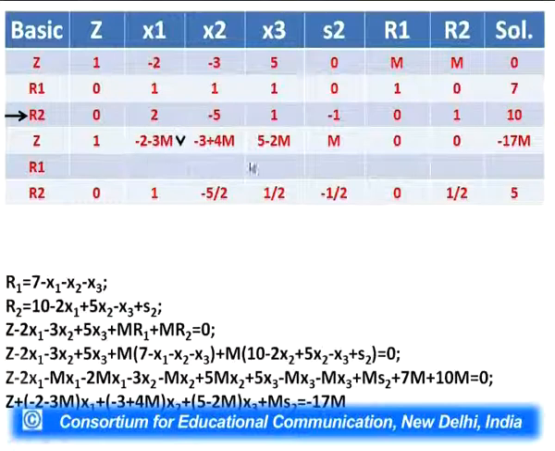So, we will get minus 5 by 2, and again 1 is to be divided by 2, we will get 1 by 2. The next is minus 1, which is going to be divided by 2, we will get minus 1 by 2. So, 0 divided by 2 is 0, 1 divided by 2 is 1 by 2, 10 divided by 2 is 5. So, our revised row R2 is 0, 1, minus 5 by 2, 1 by 2, minus 1 by 2, 0, 1 by 2 and 5.